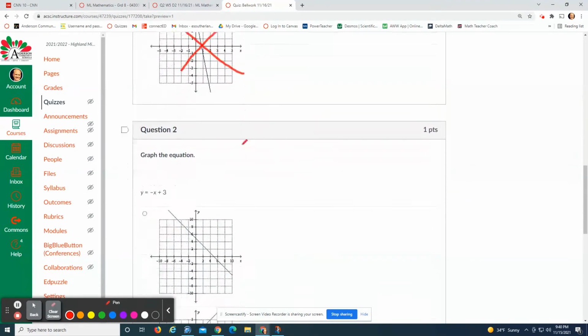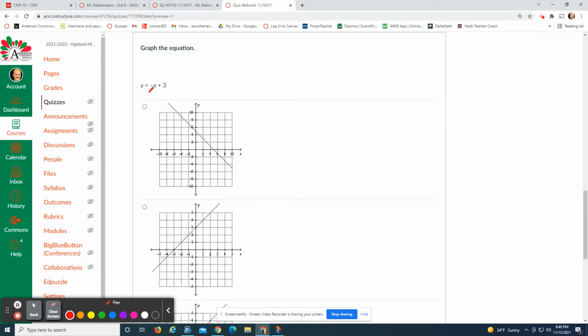Looking at the next one, it's the same type of problem. It says y equals negative x plus 3. The b, or the y-intercept, is 3. And the slope this time, there's not a number written here, but when there's not a number, we assume it's the number 1. So the slope is negative 1.